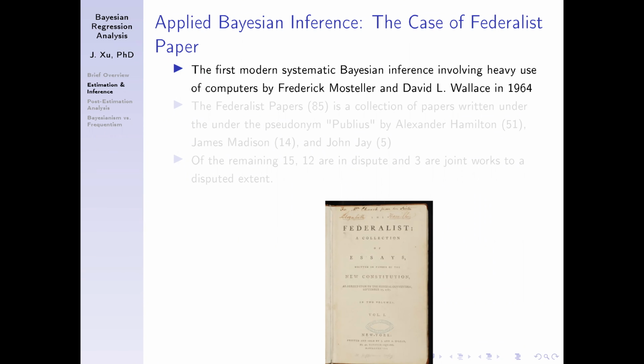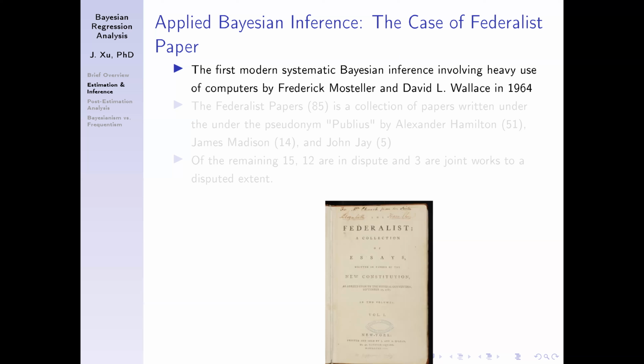Well, in this session, I want to talk about a fascinating example extracted from a book titled Applied Bayesian Inference, the case of the Federalist Papers. In this book, two authors present very interesting examples of using Bayesian inference to decide authorship of works. Right? And this book is the first modern systematic Bayesian inference involving heavy use of computers.